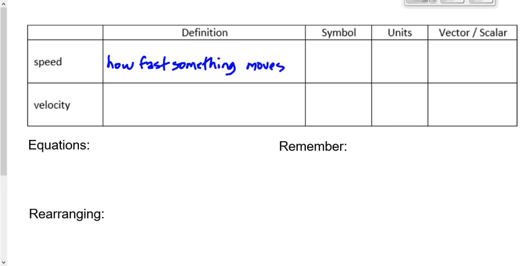The symbol for speed is a v. That's a lowercase v, by the way, rather than an uppercase V. We don't even see any uppercase V's in Physics 20. In Physics 30, an uppercase V would be a unit called voltage or electric potential. But that's for another day, another year, actually.